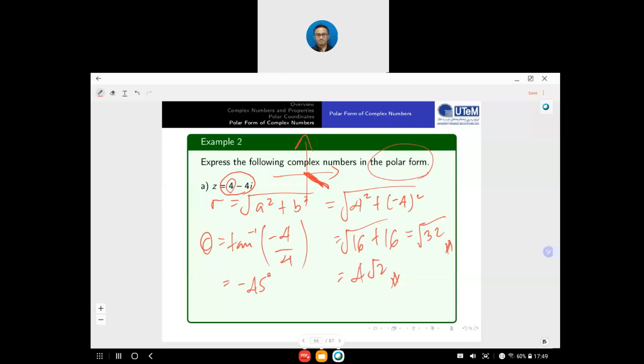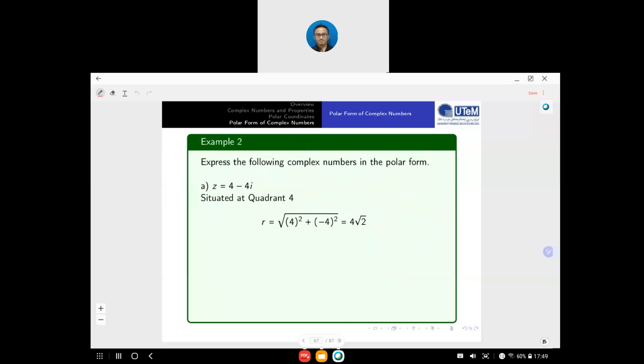Okay, next. Polar coordinates. What is a polar coordinate? Polar coordinate is also the same thing. You want to change the complex number from the rectangular form. We know the rectangular form is z equal to x plus iy or z equal to a plus bi, depending on the question. Now you want to change it to polar form from the rectangular form.